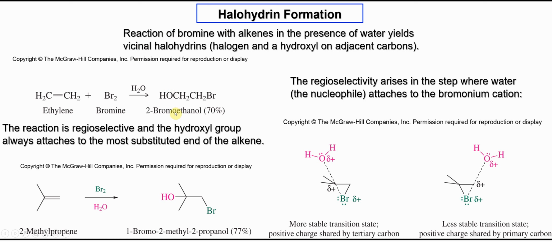This molecule, you name it as an alcohol. 2 carbons, you call it ethanol. You have bromo as your substituent. You have 2-bromoethanol. So this is your halohydrin. This reaction is also a regioselective reaction. It's also subject to the back attack of your bromonium.